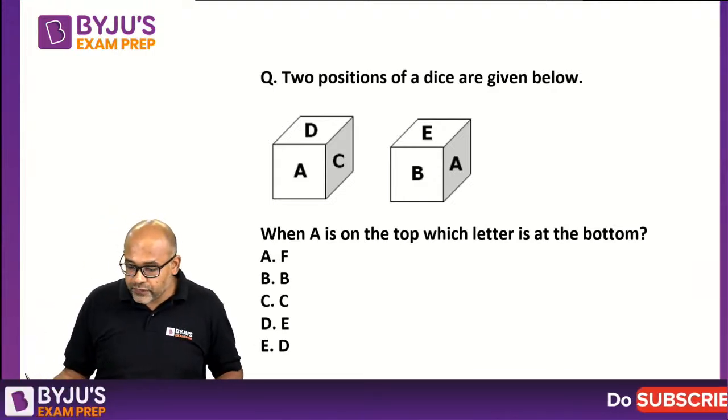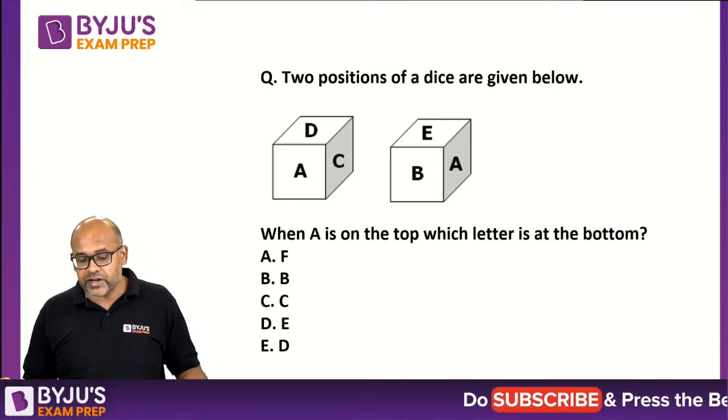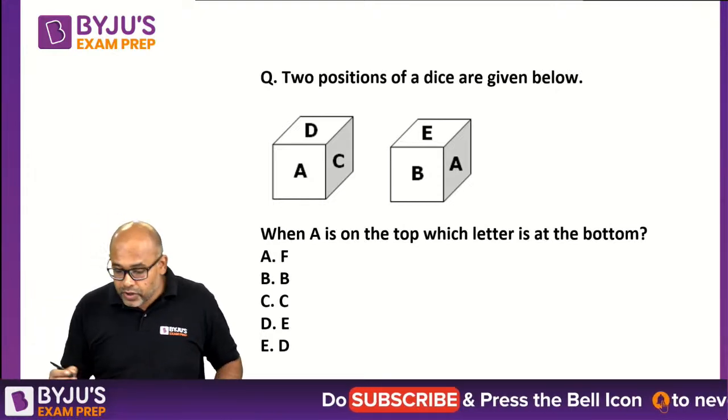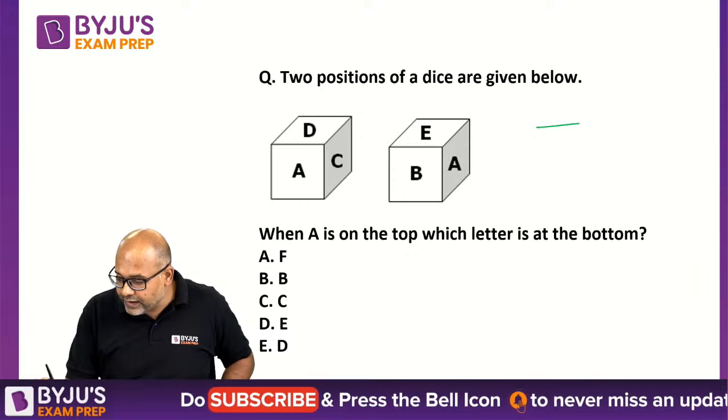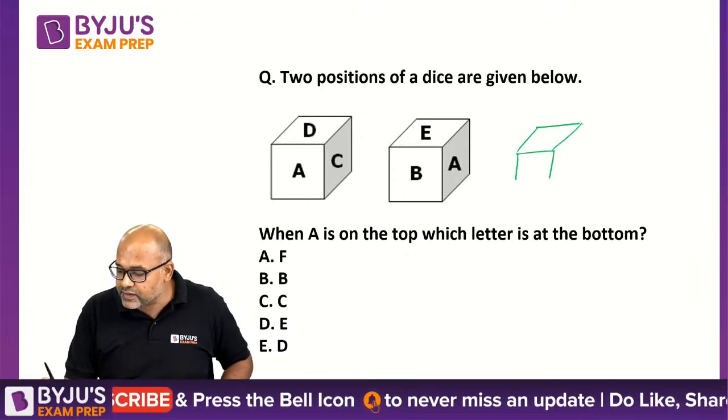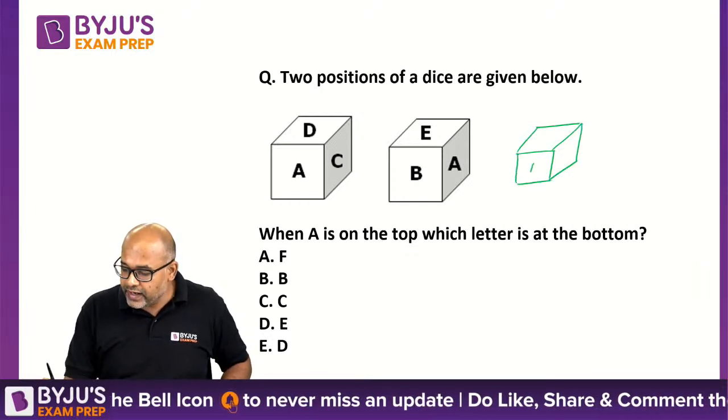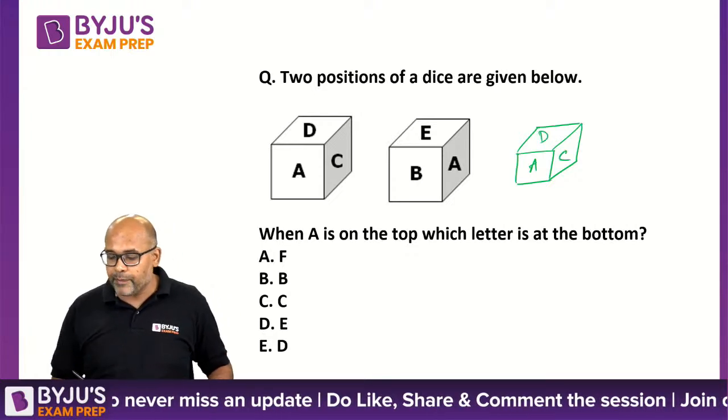Okay, so 2 positions of dice are given. When A is on the top, which letter will be at the bottom? There are many tricks to it, but I follow the simplest way. So I write A, D, C. Now what is happening here?